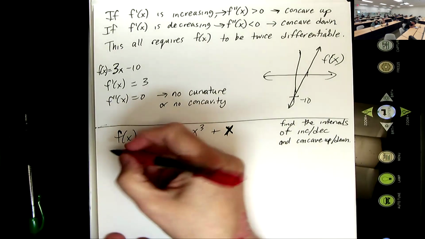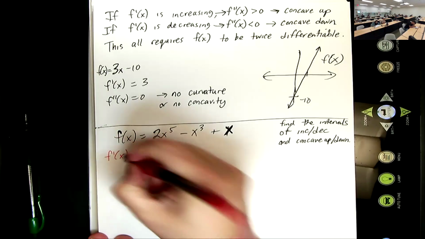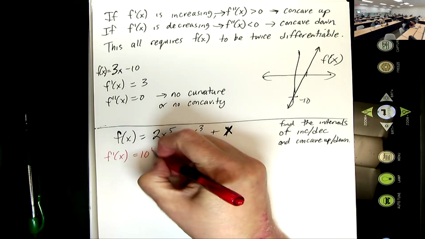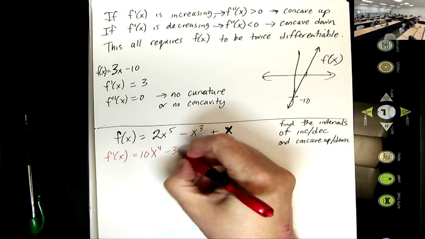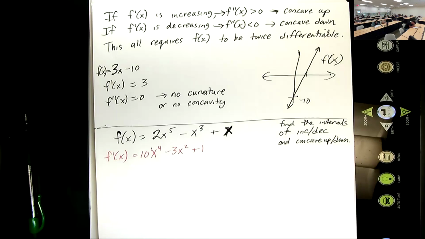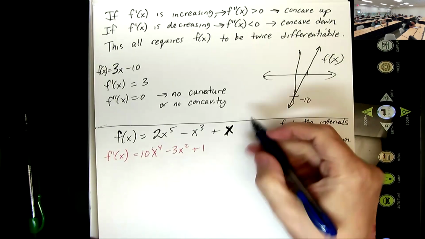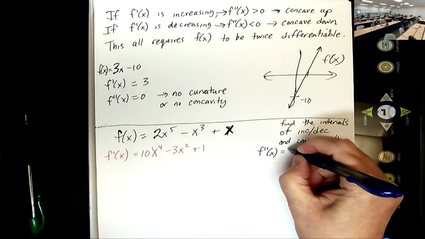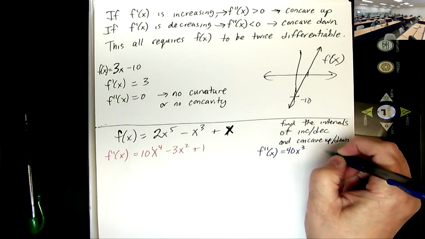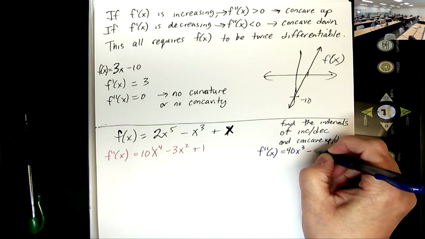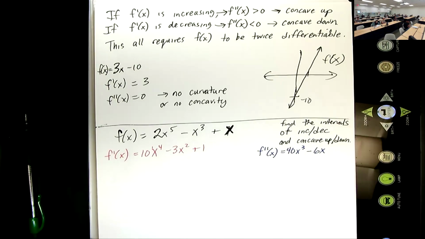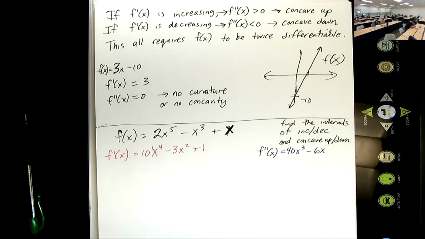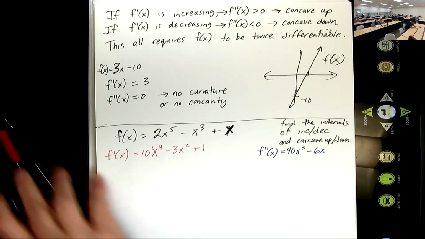So what is the first derivative here? 10x to the 4th minus 3x squared plus 1. And what's the second derivative? That's 40x to the 3rd minus 6x. What about the 1? That goes to 0 here. All right, so we got our two derivatives.